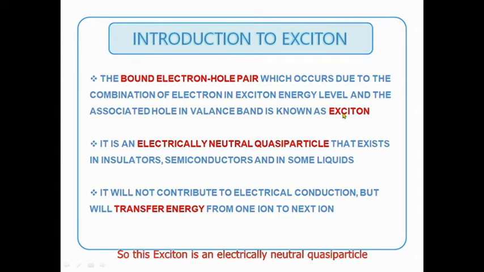So this exciton is an electrically neutral quasi-particle that exists in insulators, semiconductors and in some liquids. This bound electron hole pair as a whole is neutral and it will not contribute to any electrical conduction in the crystal, but it will transfer energy from one ion to the next ion. That is, it will not transport any electric charge, but it will transfer energy from one ion to the next ion.